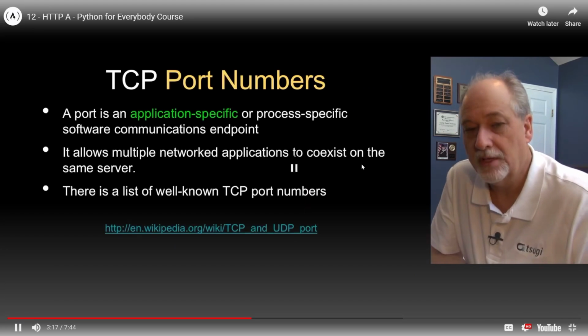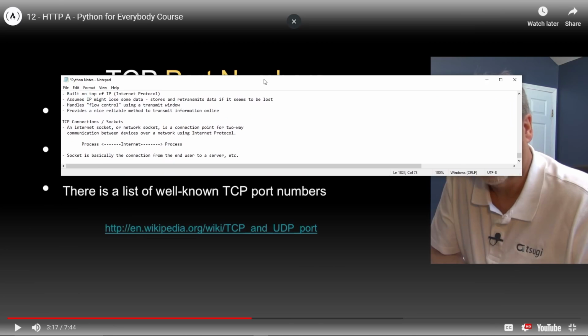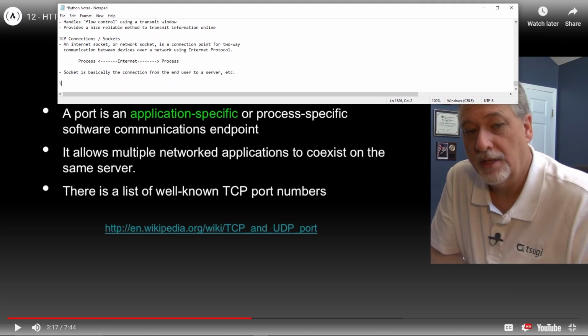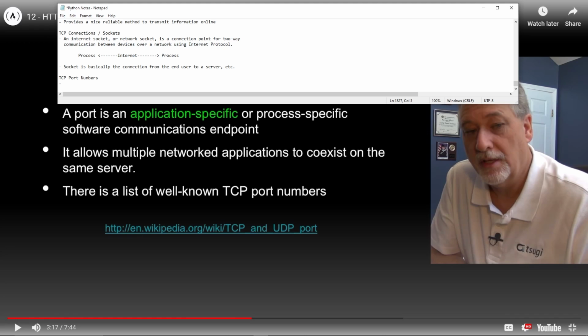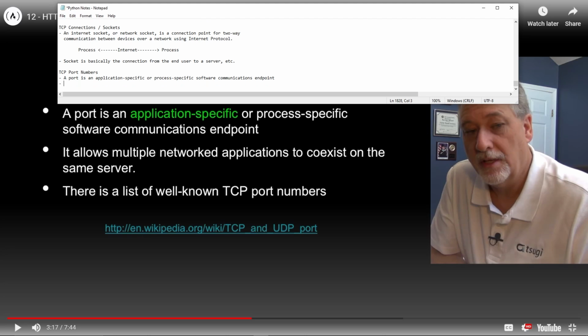Now, oh look, we've got some more stuff to write down. What does this say? TCP port numbers. Okay. I think we've seen these before in our computer days. A port is an application-specific or process-specific software communications endpoint. I hate that sentence too, but I think it's just going to keep going deeper and deeper into this nerd speak.